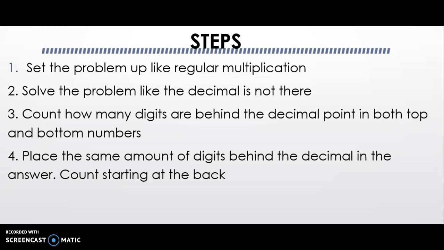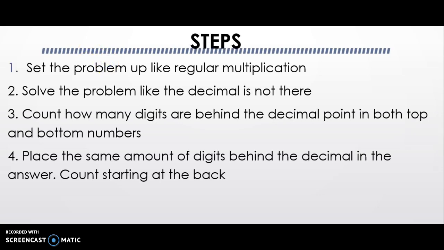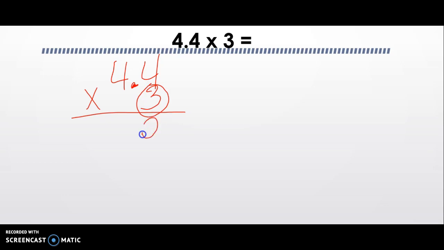So let's see how that looks. First up, we have 4.4 times 3. So I'm going to set it up like a regular multiplication problem. So when we added and subtracted, we lined up the decimals. But for multiplying, we do not line the decimals up. We line the numbers up like a regular multiplication problem. So remember, you start in the ones place. So 4 times 3 is 12. Your 2, carry your 1. 4 times 3 is 12 plus the 1 you carry, 13.